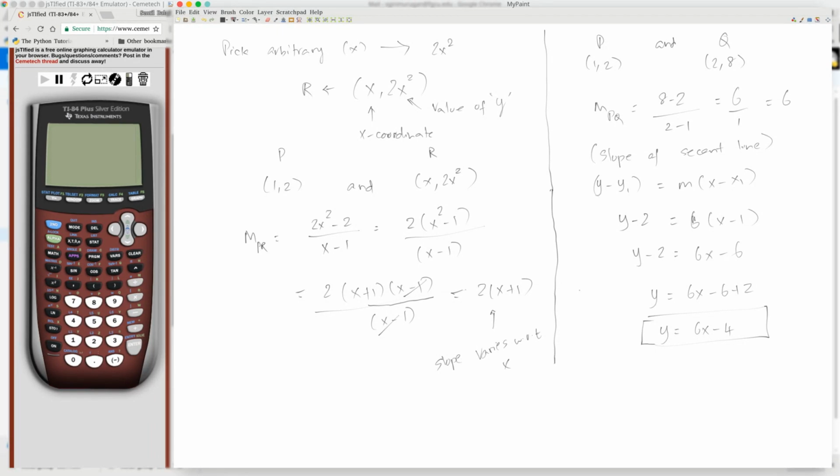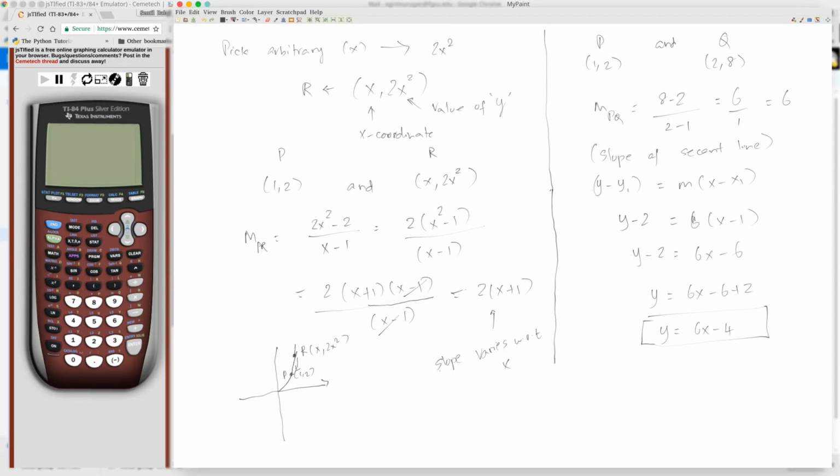Now, I want to move this x. If we go back to our curve, my point P, which is (1, 2), is right over there. I've picked some arbitrary point R, (x, 2x squared). I would like to find the slope of the tangent line using the secant line. So as I move R closer and closer and closer in that direction, I'm likely to get to meet the point P.